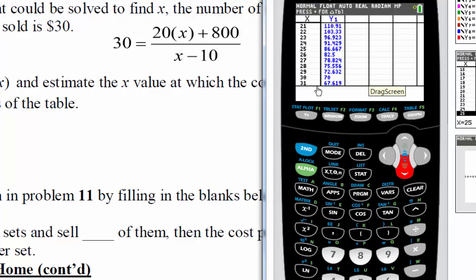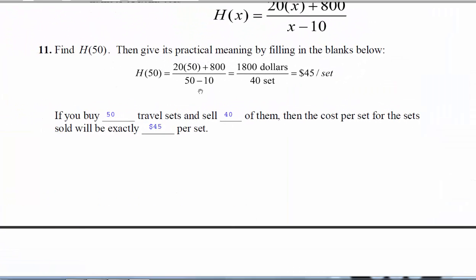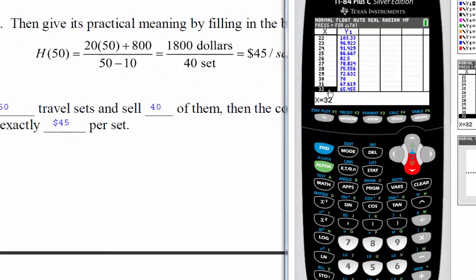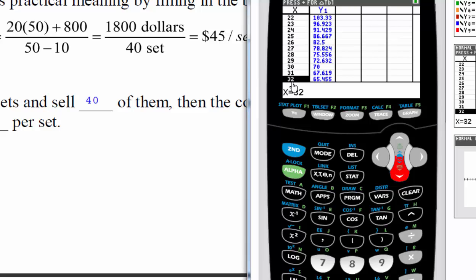Right? How many of these do we need to sell? Now, I'm already in the 30s and I notice I'm at 65. Well, just think about this. It took 50 items to bring our cost down to $45. So when I look at my calculator, I know x has to be at least bigger than 50. So perhaps I could keep scrolling down by pushing the button one at a time.